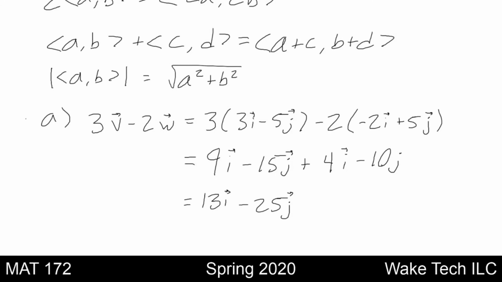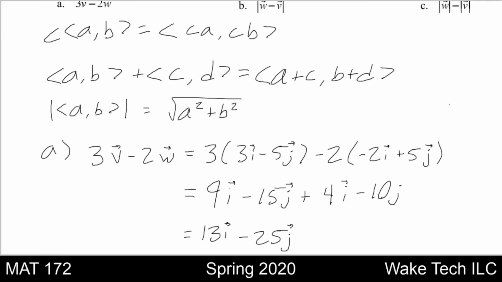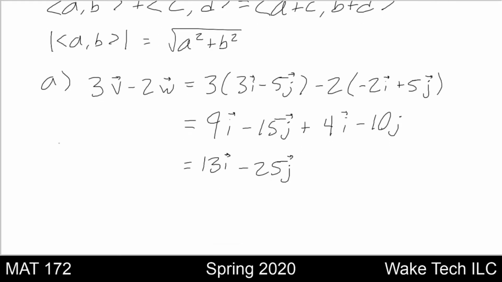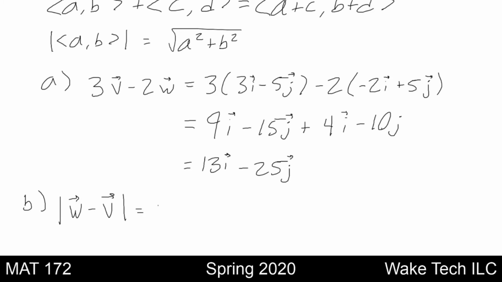Let's see if we can compute some of these other values. For instance, part B here is asking us whether we can compute the magnitude of w minus v. Note that w and v are vectors that we know of, so we can write this as negative 2i plus 5j minus 3i minus 5j.